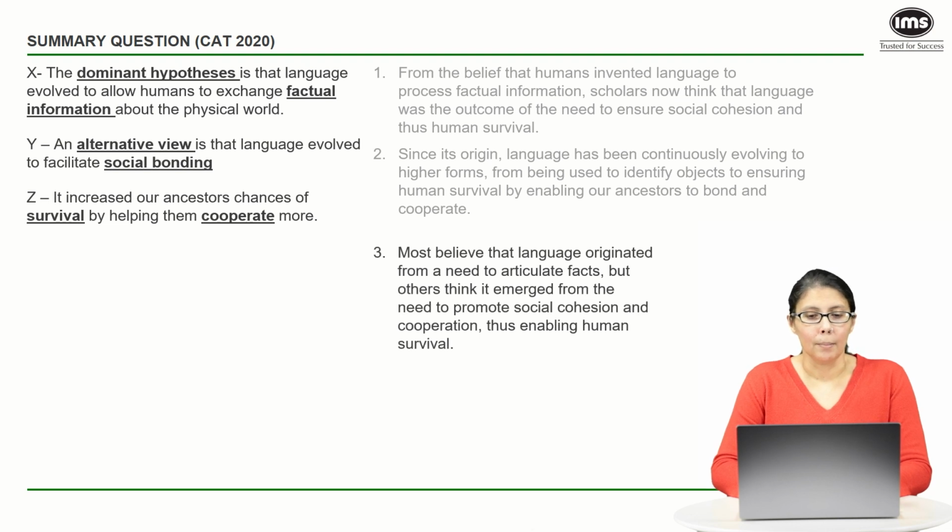Option 3 now. Most believe. Now where does it say most believe? Point X says the dominant hypothesis is. Why is it dominant? Because that is probably what most people believe. So most believe is equal to dominant hypothesis.